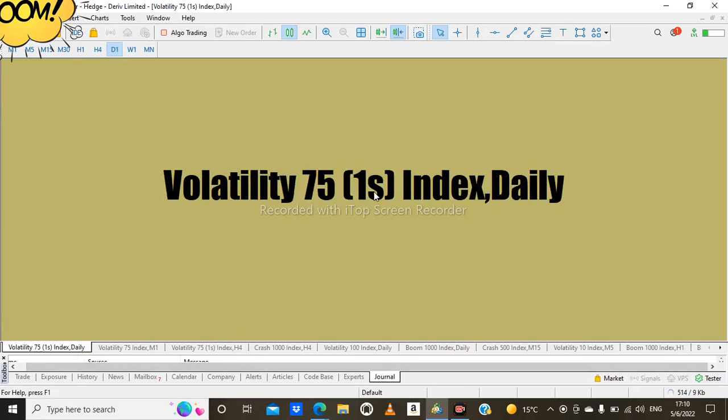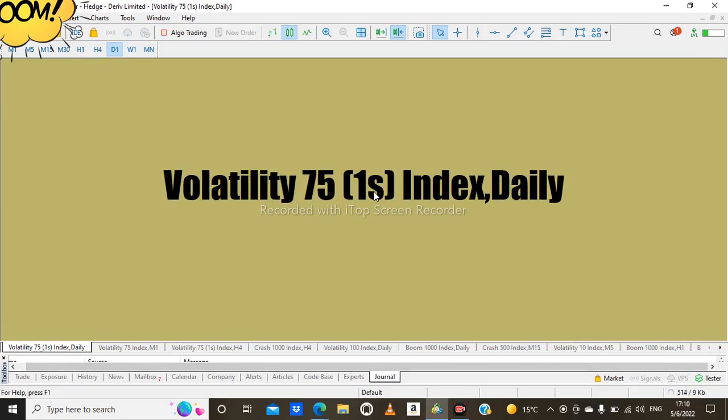V100 buy to L3, V75 sell to L3, and V75 ones sell to previous low, to lower low. And let's just see how price is going to move on that.